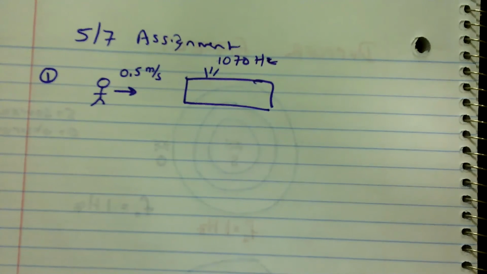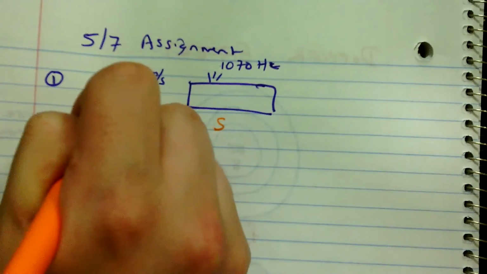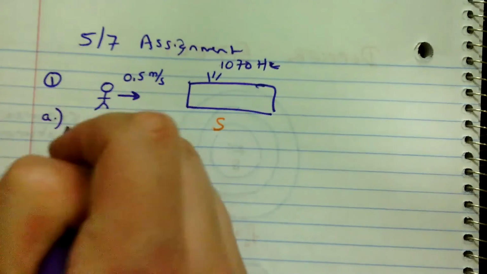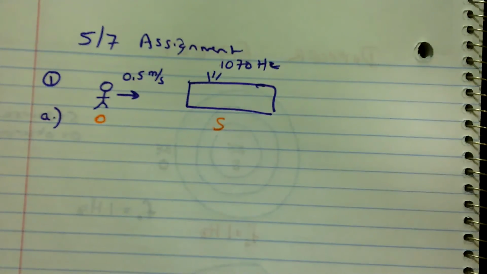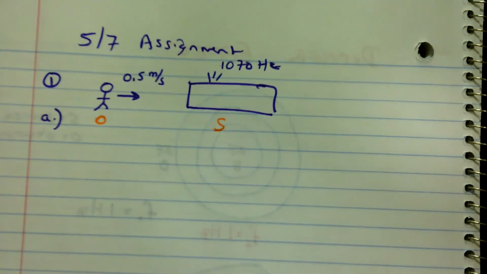Now, the other thing in your picture that I want you to include is which thing is the source here? The train is the source of the sound, and you are the observer. So I'm going to label source and observer. All right. See if you can set up some knowns and unknowns.